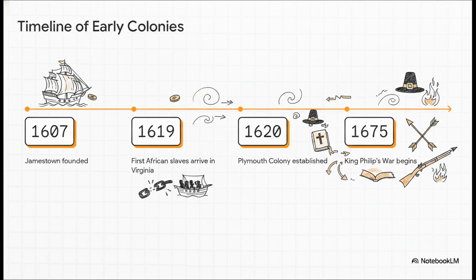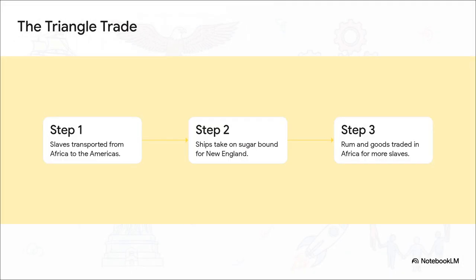And by 1675, you're already seeing King Philip's War, a devastating conflict between the colonists and native tribes over land and basic survival. Which brings us to the real economic engine of the era, and yeah, it's incredibly grim, the triangle trade. This was a grotesque cycle of commerce that absolutely fueled rapid colonial expansion.